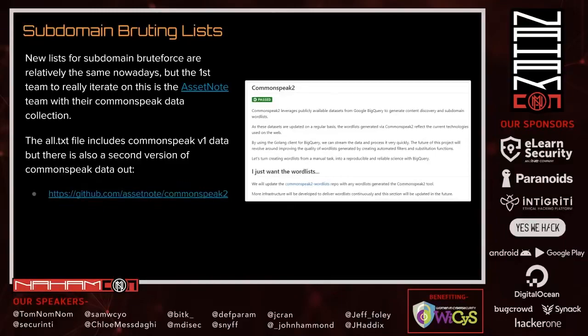Their first collection, Common Speak 1, was included in the all.txt file, but only version 1. A year or two ago they released version 2, and you can grab that at their GitHub repo: Asset Note Common Speak 2. It has a second run and some more sources where they parsed out subdomain name and URL data and all kinds of cool stuff. It's a really cool project, and they're really iterating on the idea of massive lists too.